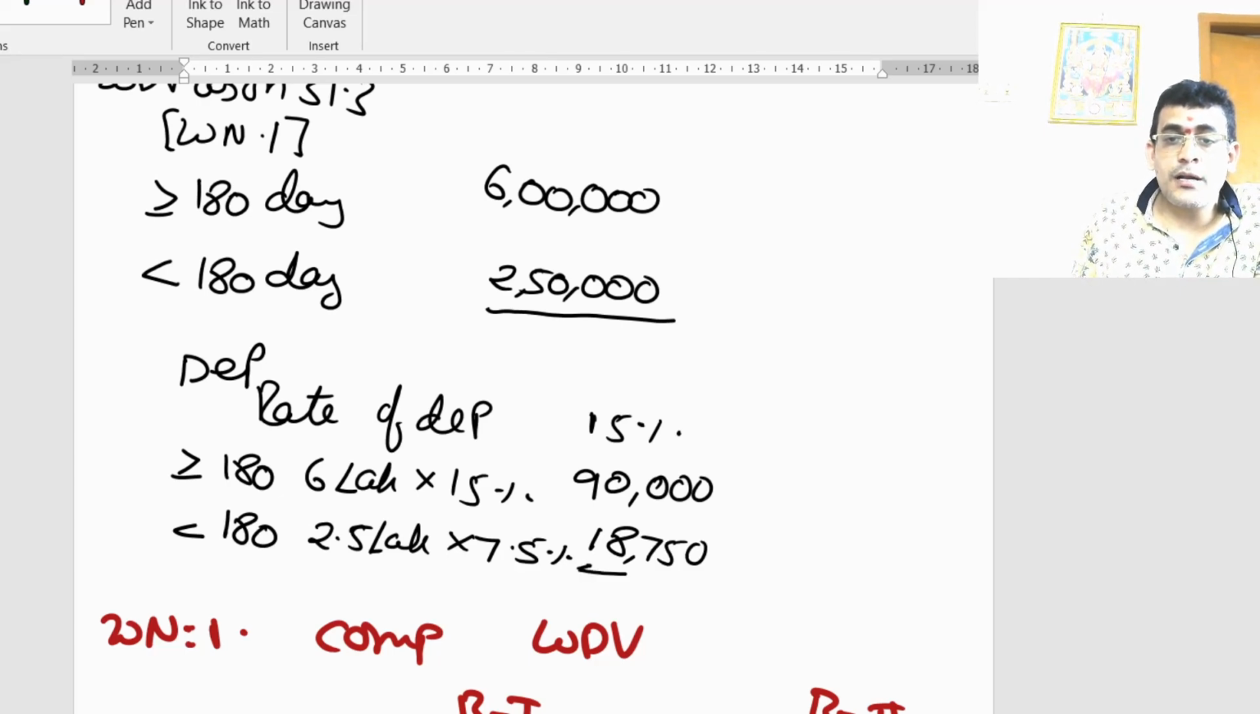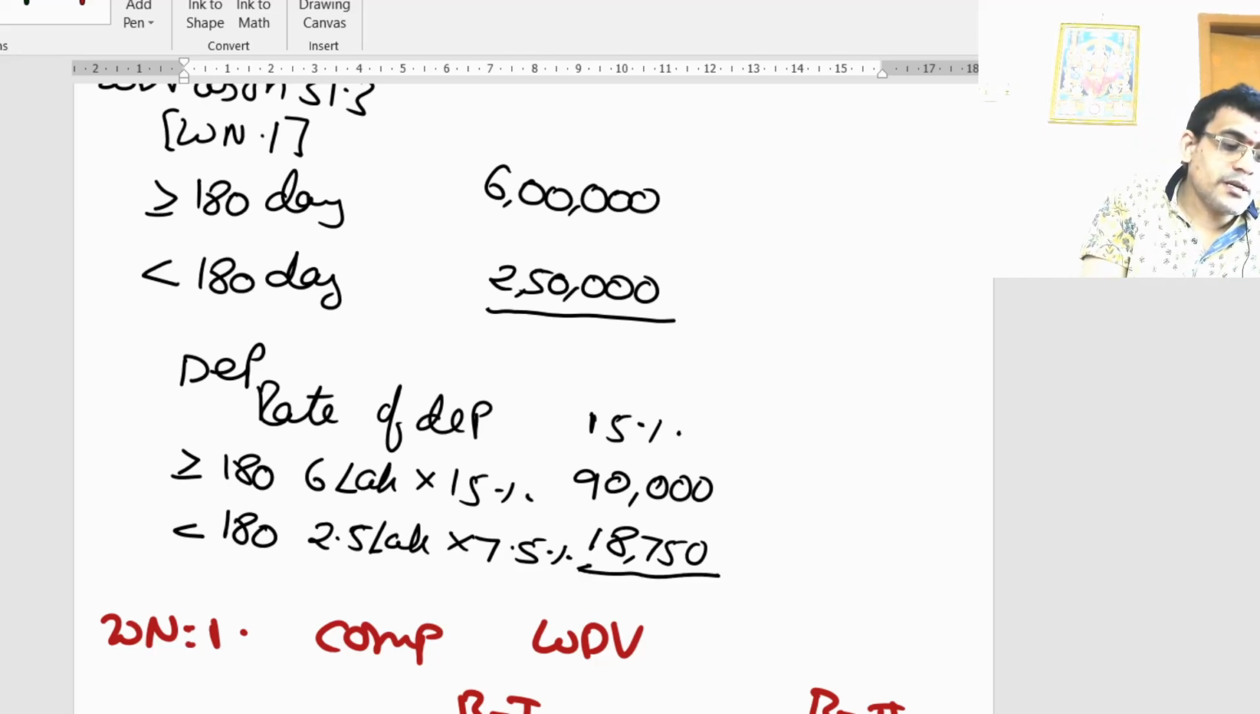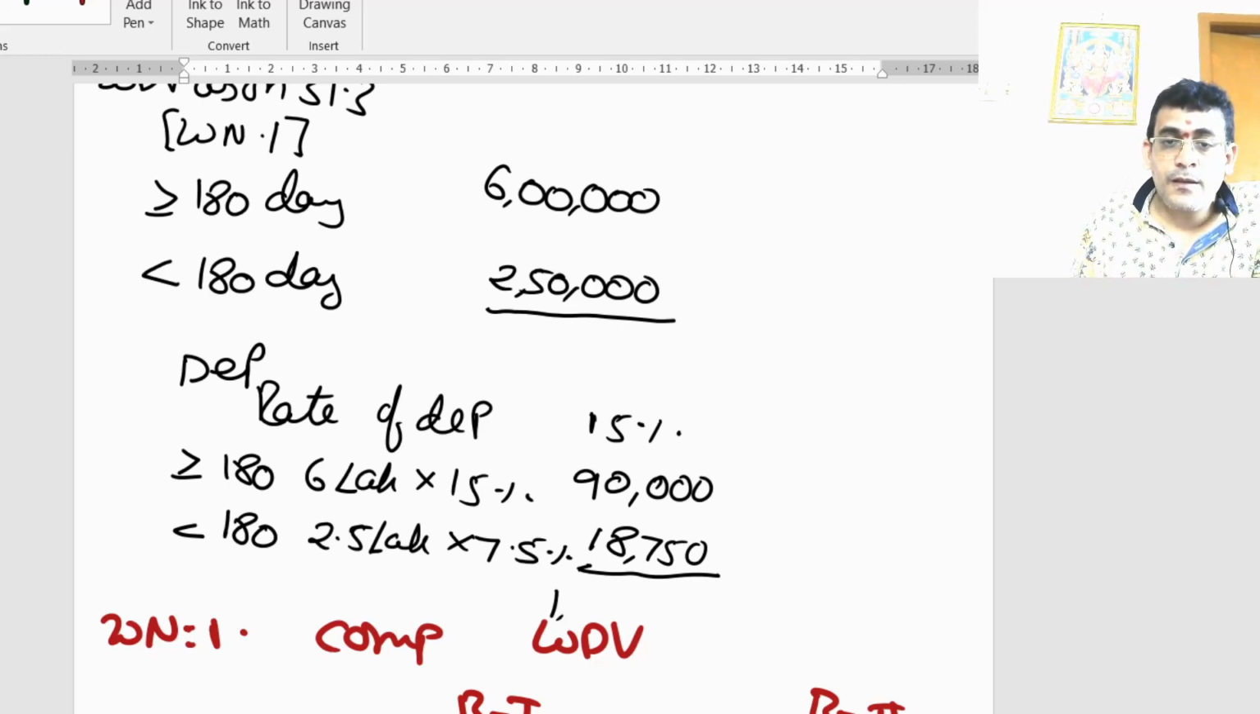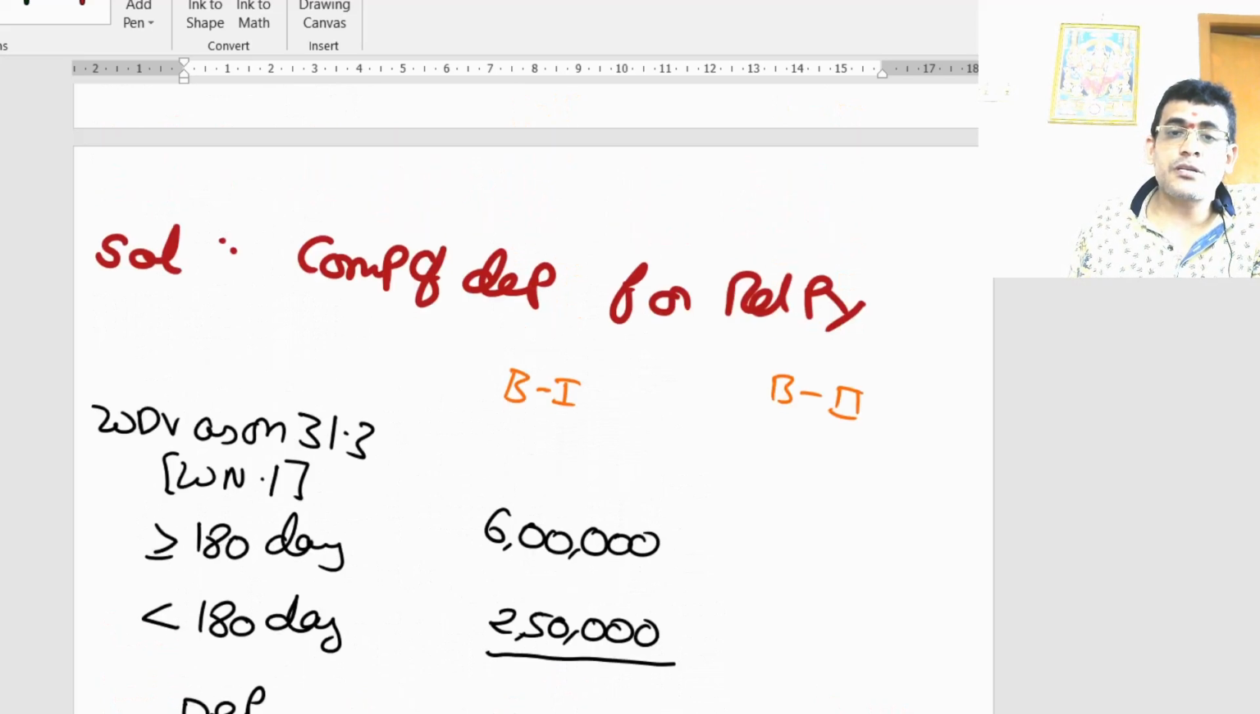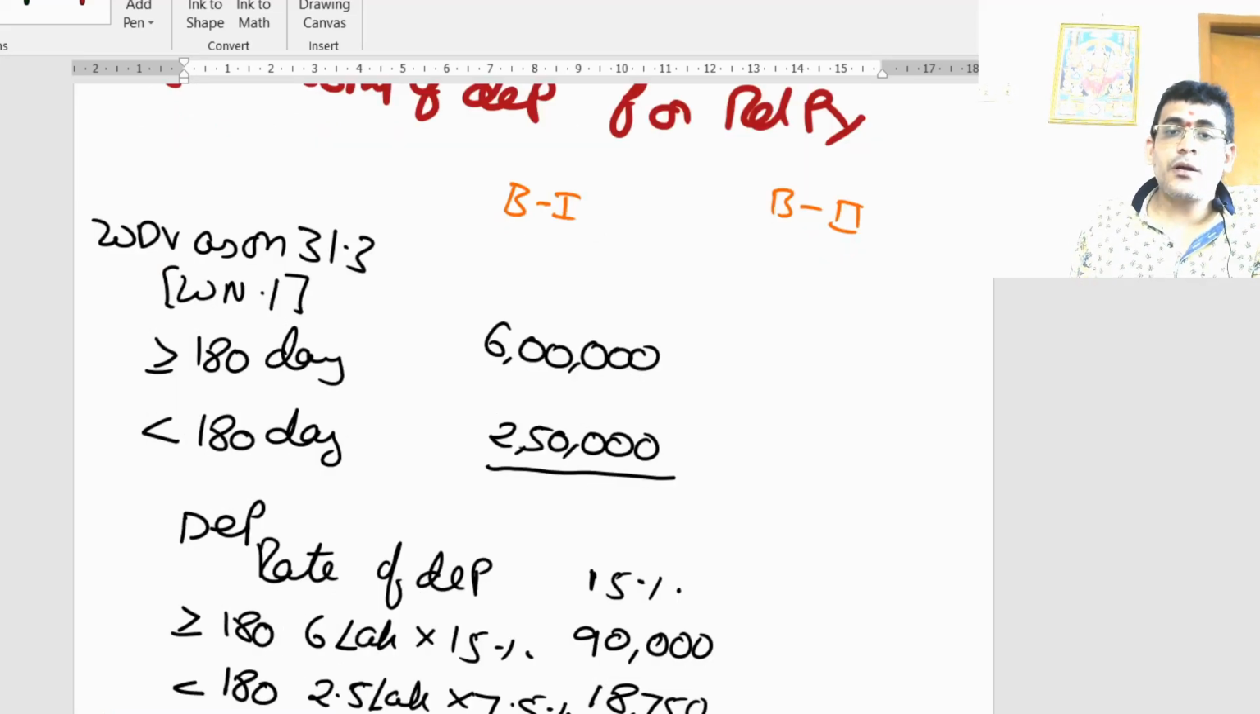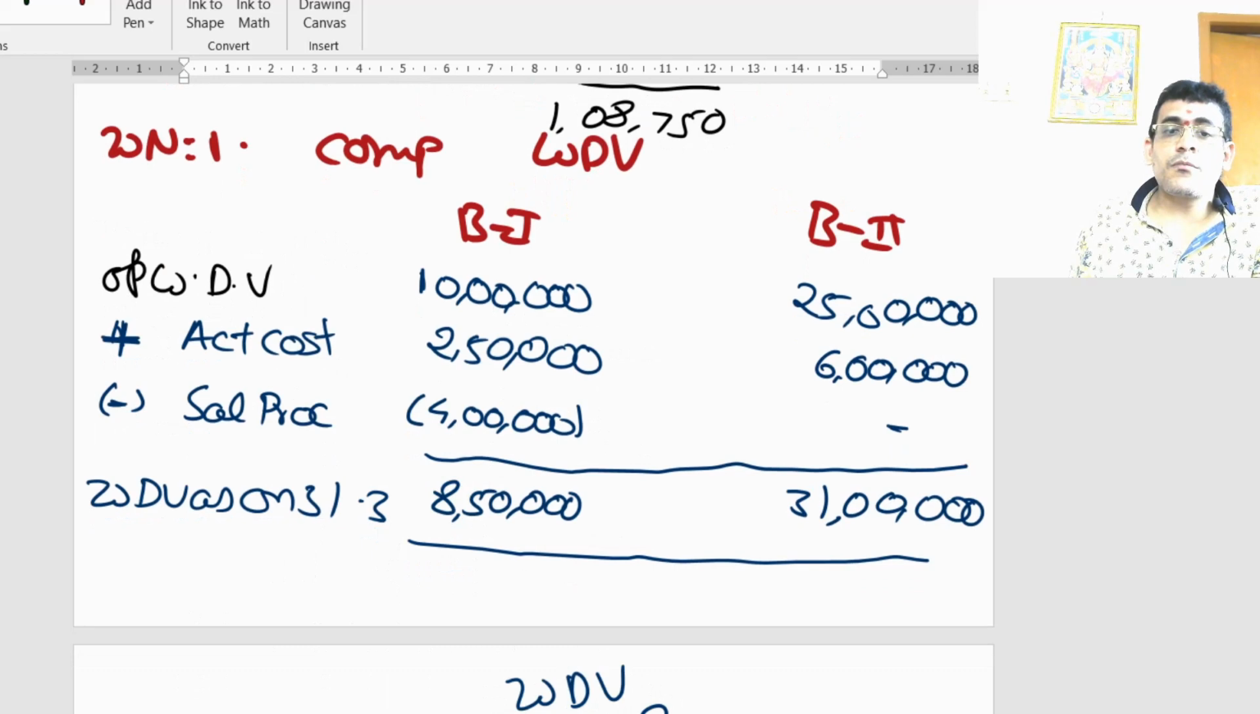So the total depreciation here is 18,750 plus this gives you 1,08,750. That's the depreciation for your block 1. So you are trying to compute the depreciation in such a way. Now block 2, it's very simple. We know the WDV. What is your WDV? The WDV is coming to 31 lakhs.